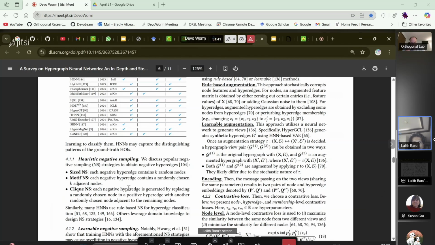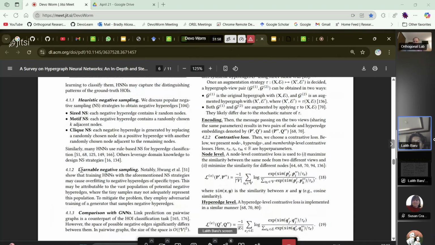So in this negative sampling, what we are trying to do is, first we determine the size, and we determine the number of motifs and the number of cliques. Once we determine that, then we can do the negative sampling based on that rule. So how can we learn this negative sampling?